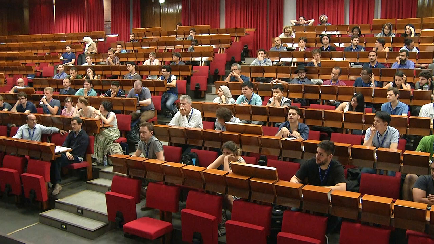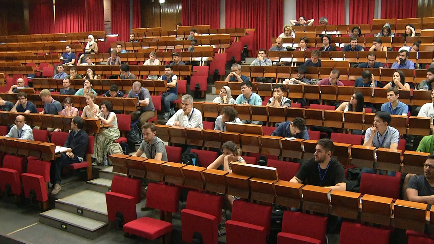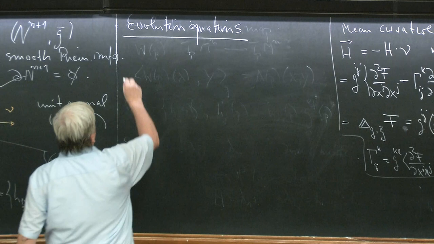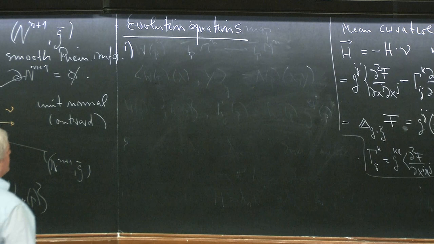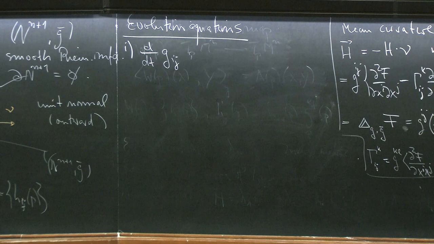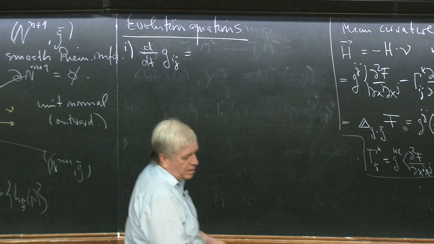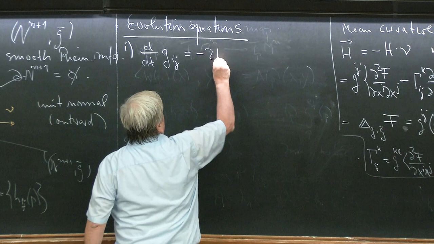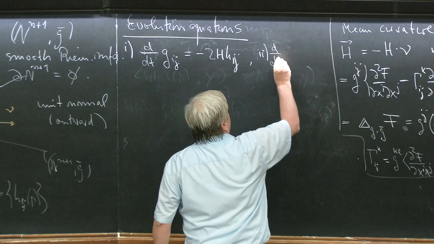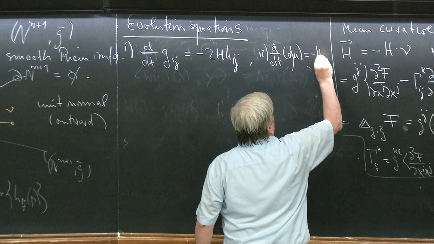Okay, so the next step is to compute evolution equations. Let me just state them first and then prove some of them. So let's follow the structure here. The d/dt of the induced metric turns out to be minus 2 times the mean curvature times the second fundamental form. Then d/dt of the volume element turns out to be minus mean curvature squared times the volume element.